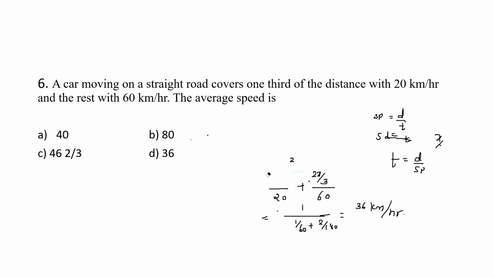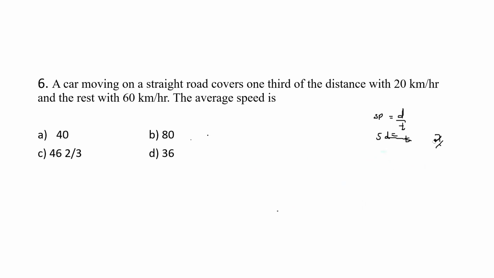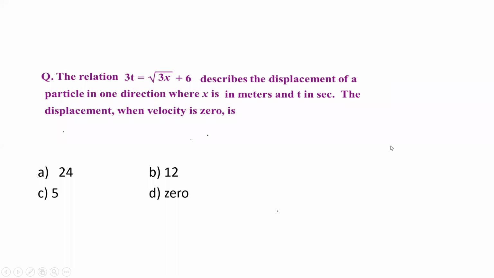Let us see the next question. The relation 3t is equal to under root of 3x plus 6 describes the displacement of a particle in one direction where x is in meter and t is in second. The displacement when velocity is 0. Okay, we need to calculate the displacement when velocity is 0. So very nice question it is.